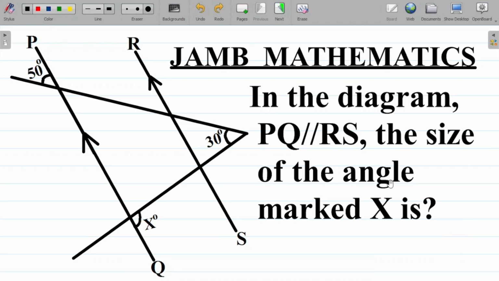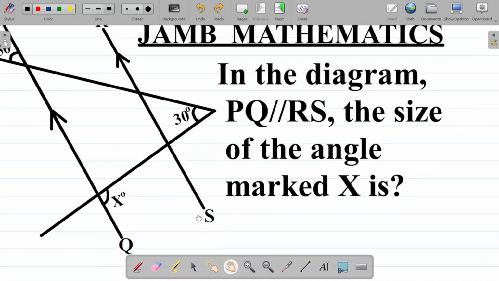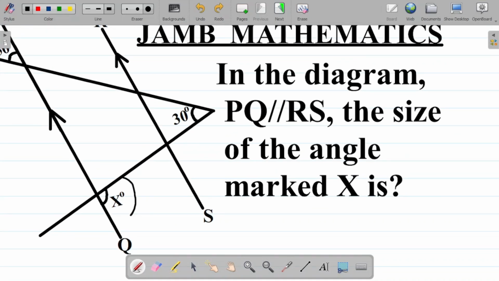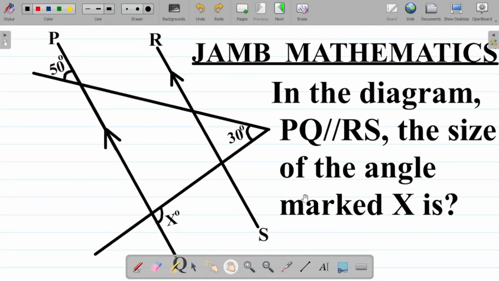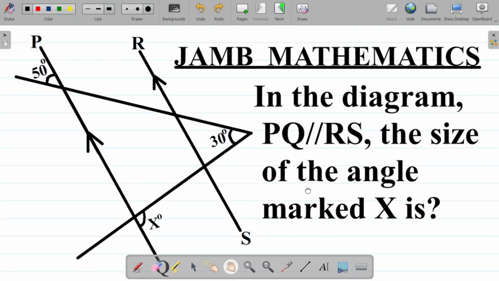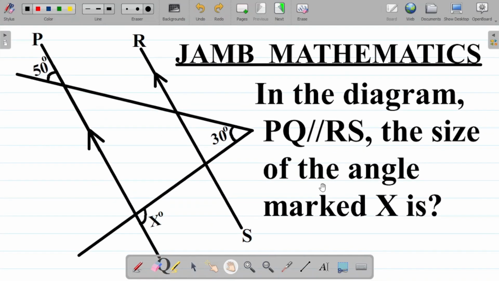The size of the angle marked X is, so basically we're asked to find the value of X, which is this angle here, right? That's this value here. That's what we're asked to find, okay? So how do we solve these questions? Now, this question has to do with you having a very good idea about angles and how angles work. If you're to find the value of X, how do we do this?